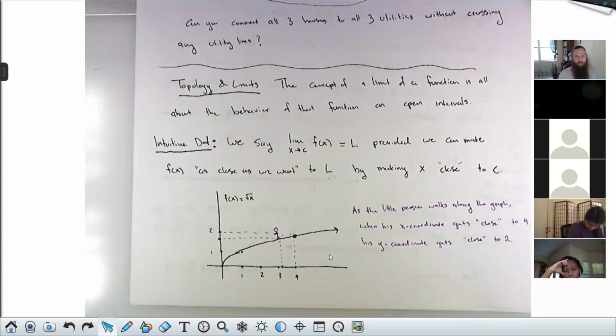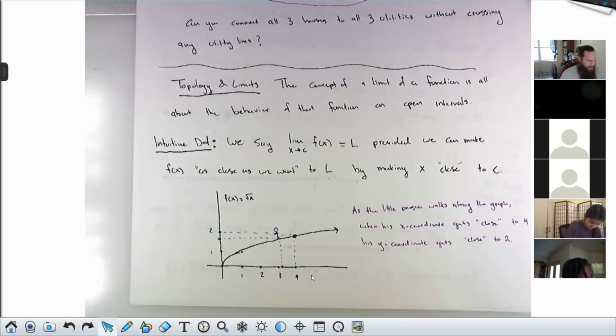All right, would we all agree? As I move this, which is his x coordinate, closer and closer and closer to 4, since he's walking along the graph, his y coordinate is going to get closer and closer and closer to 2. And the big idea here is that if you specify some distance from 2 that his y coordinate needs to be, I can find a corresponding distance that his x coordinate needs to be away from 4.